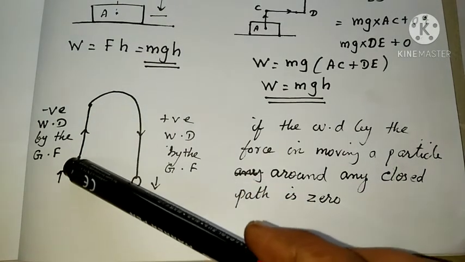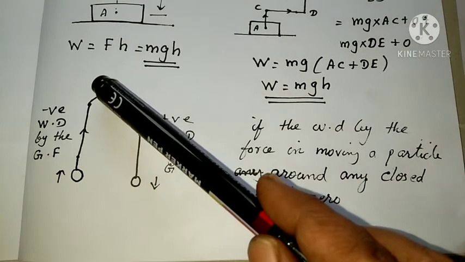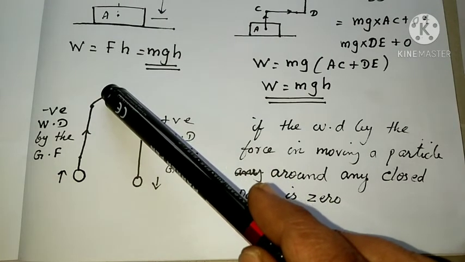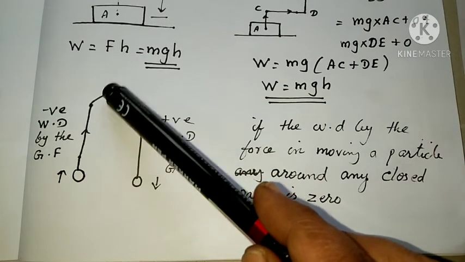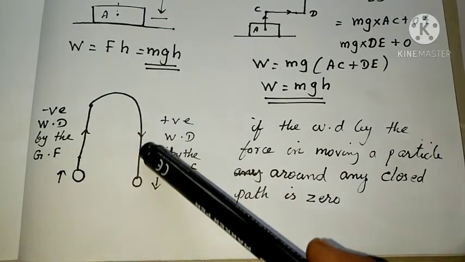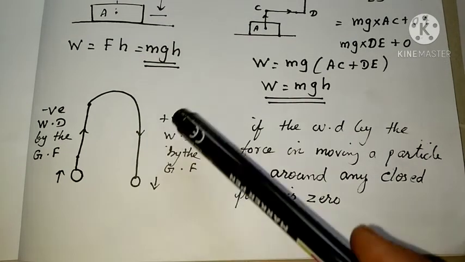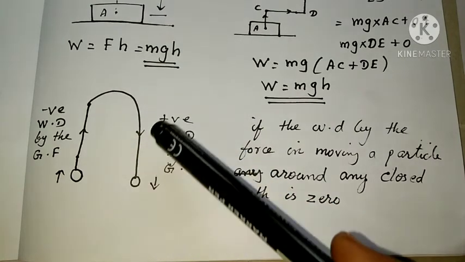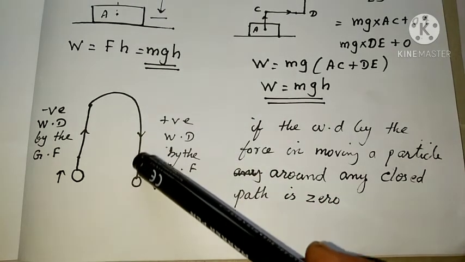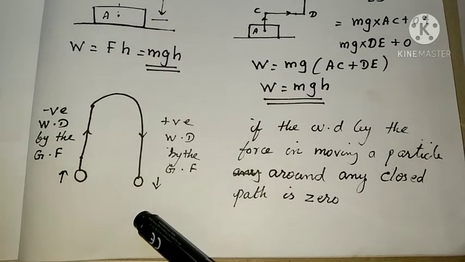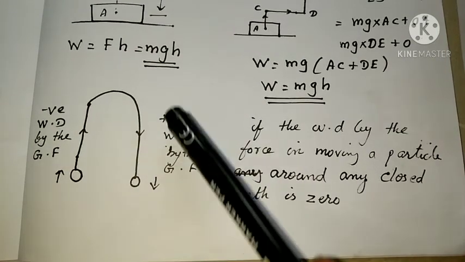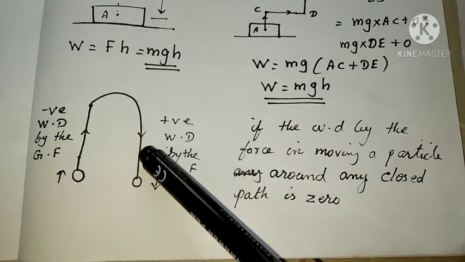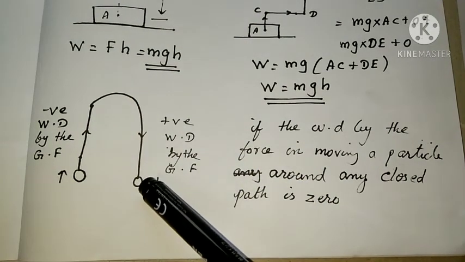Then the kinetic energy decreases, and when it rises to the height, it has the maximum potential energy. Then what happens? The ball moves in the downward direction. So what is the work done here? It is the positive work done because the ball is moving in the direction of gravitational force. So the work done is positive. Then what happens here? The potential energy decreases and it changes into the kinetic energy.